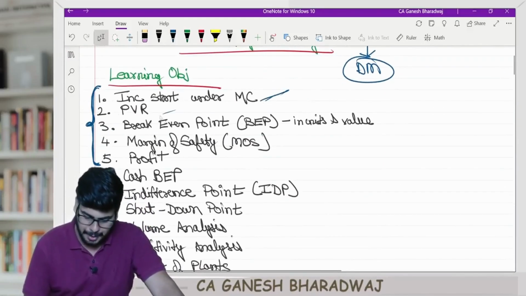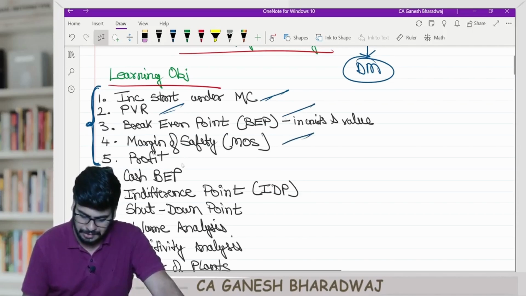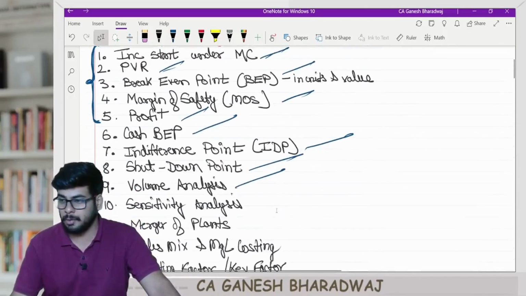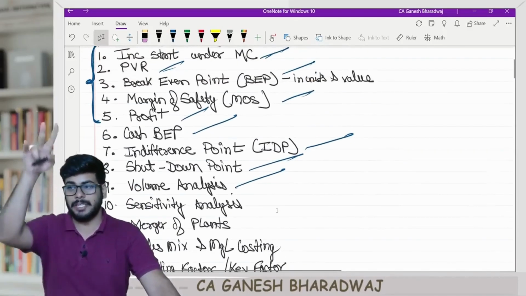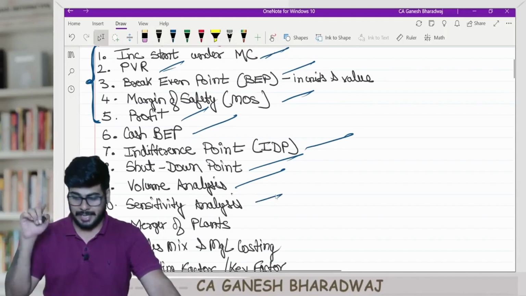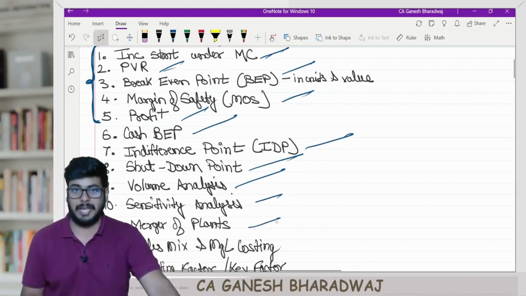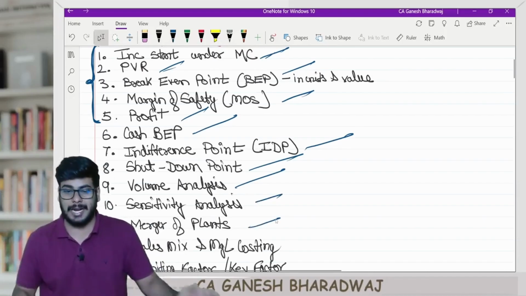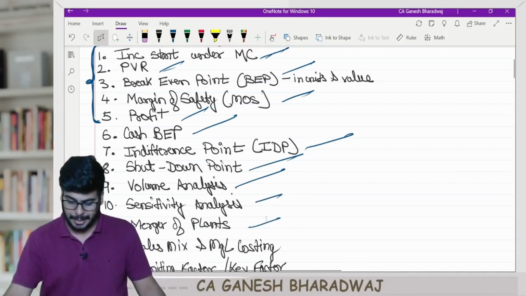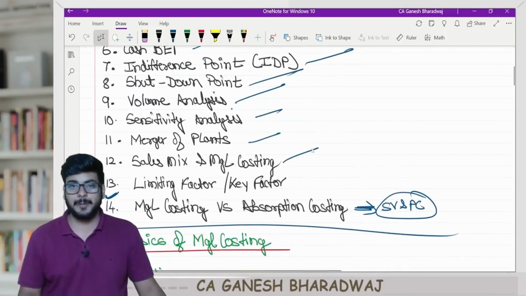Income statement, PV ratio, break-even point, margin of safety, profit, cash break-even point, indifference point, shutdown point, volume analysis. You remember volume analysis? Only when the top and the bottom data are given, analyzing it. Sensitivity analysis, up and down arrows, merger of plans. When two or more plans are added, you can't add them as such. Convert everything into 100% capacity. Remember that. Then sales mix and marginal costing.